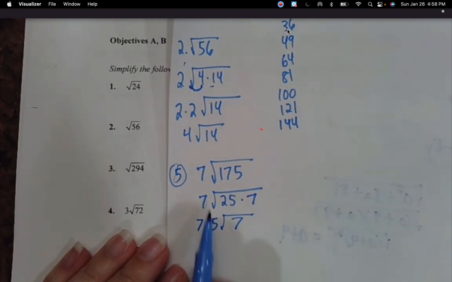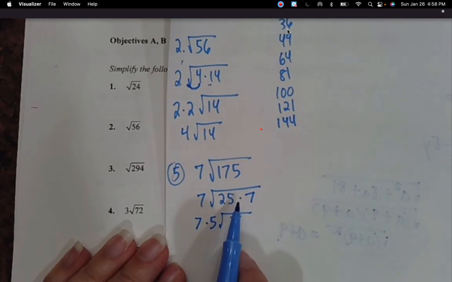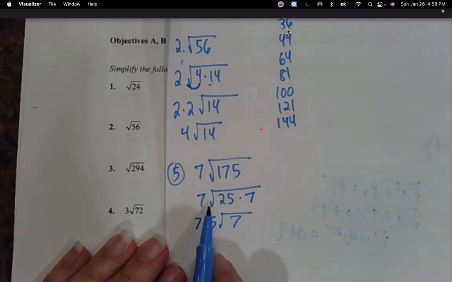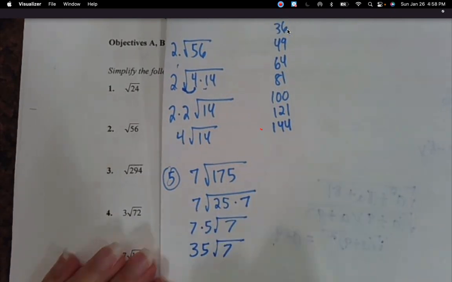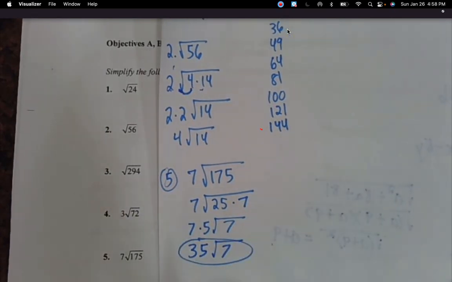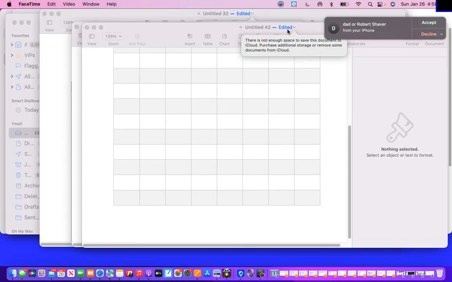Now I still have to multiply. See that 7? I've been bringing it down. Okay, I've been bringing these down until I pull this one out. Now, what's 7 times 5? Oh, that's 35. That's my answer. That's what I would put on my blank. Okay, so make sure you've done all of that page, and let's keep going.